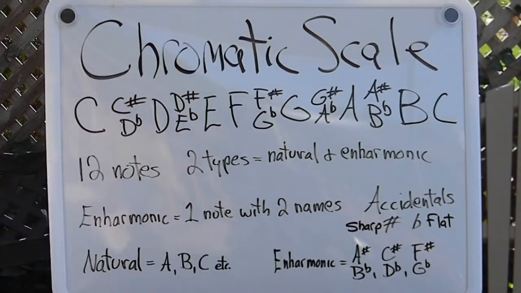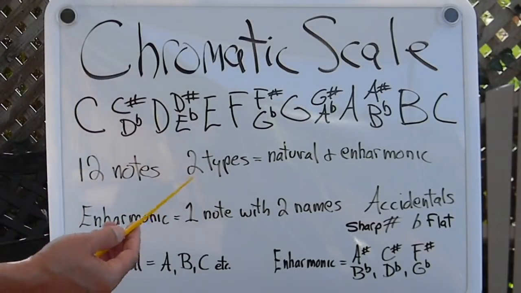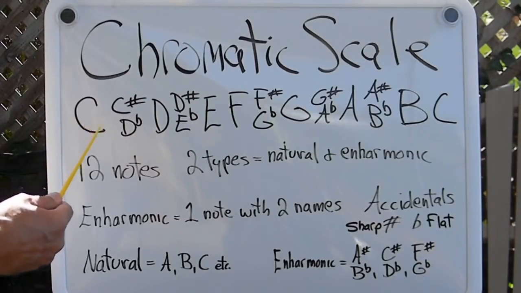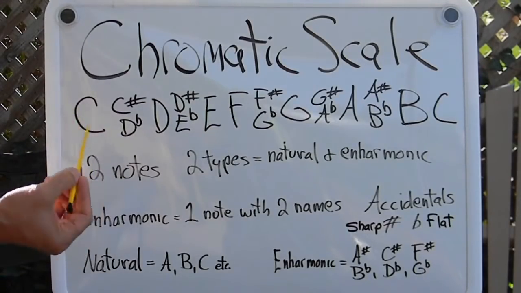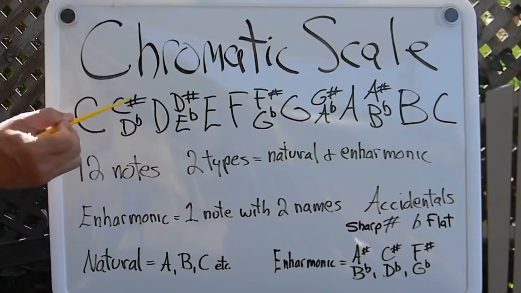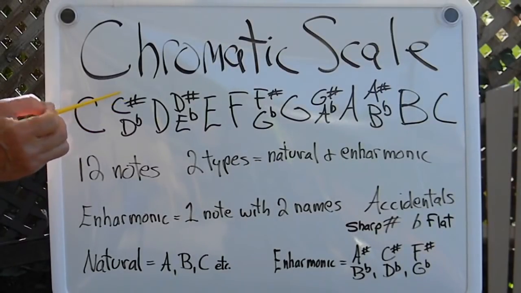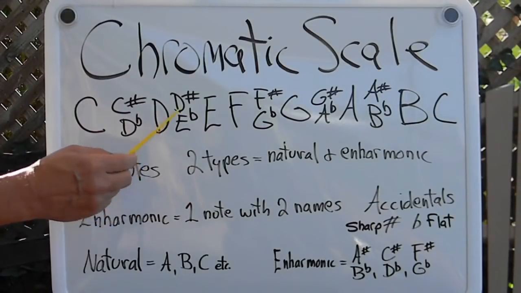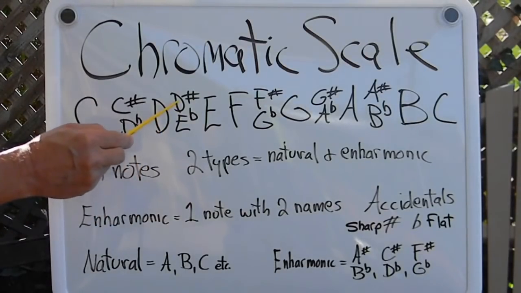Okay, another thing to do here to help you memorize this is every time that you have a natural note, the next note after that will be the same. C. What's the next note? It's the C, but it's sharp. Watch, this happens every time. Here's a D. What's the next note after it? Another D. It's the same, but sharp.